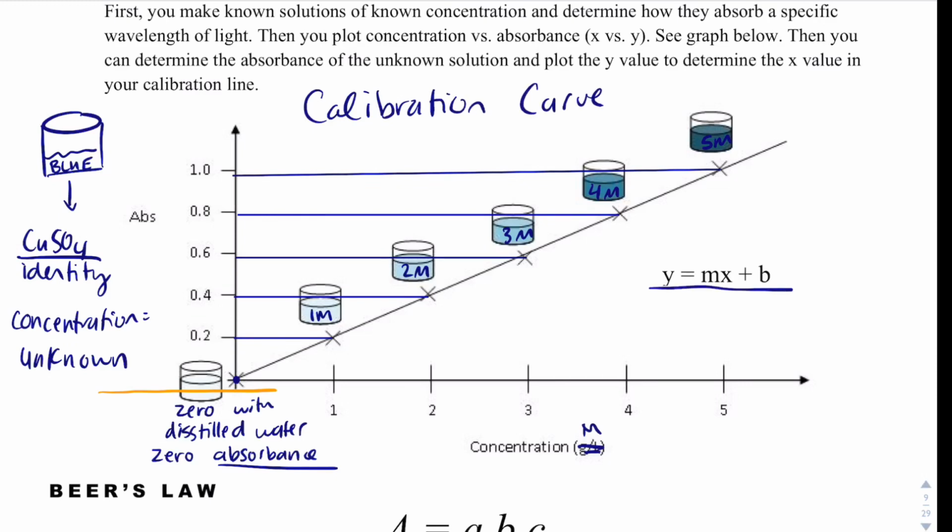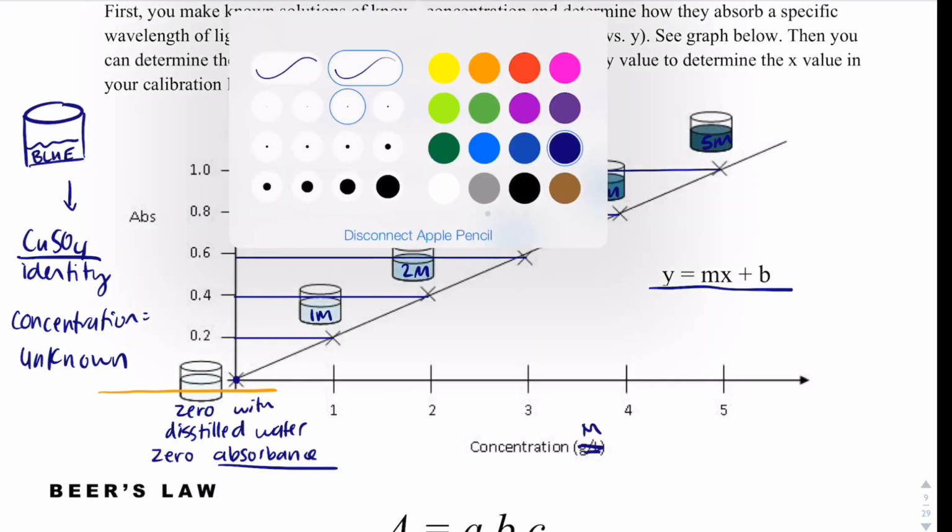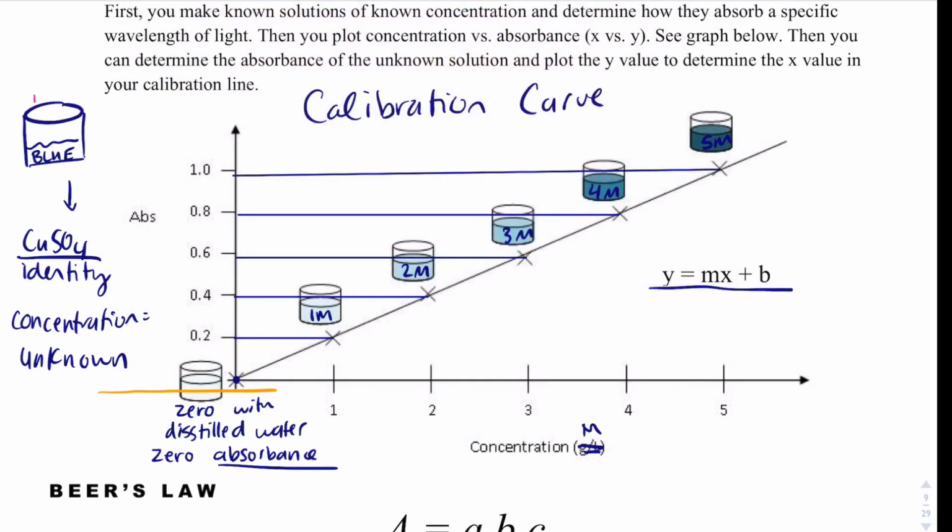And what I'll do is I'll use Excel. We're not going to do that here, but I'll get a y equals mx plus b equation. And then I'll plug this into my machine, and I'll say, oh, it gave me my unknown, and I'm going to do that in pink, my unknown.